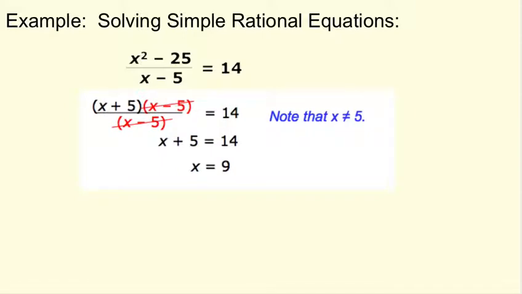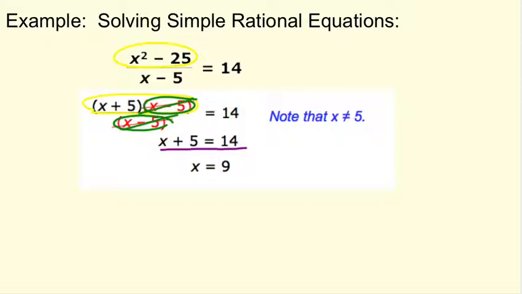The first thing we want to do is factor this numerator using the difference of two squares. So we're left with x plus 5 and x minus 5. Then we look for a common factor. There's a common factor with x minus 5 and x minus 5, so those cancel out. So what you're left with is x plus 5 equals 14.